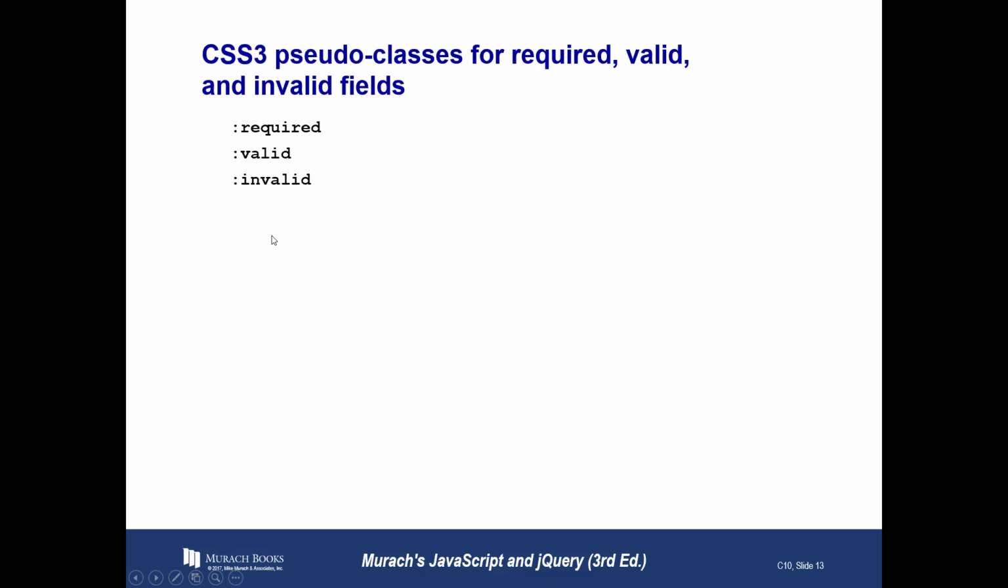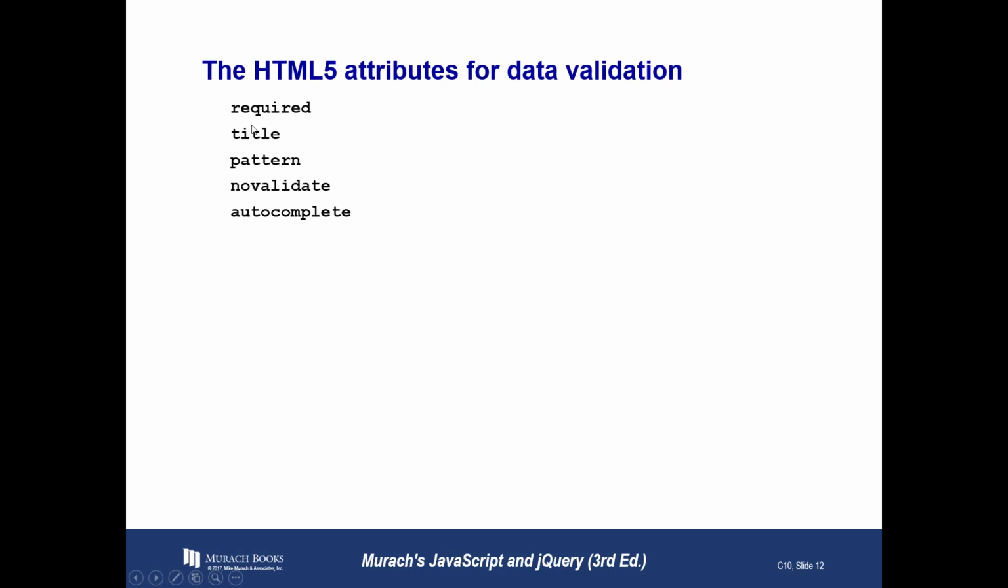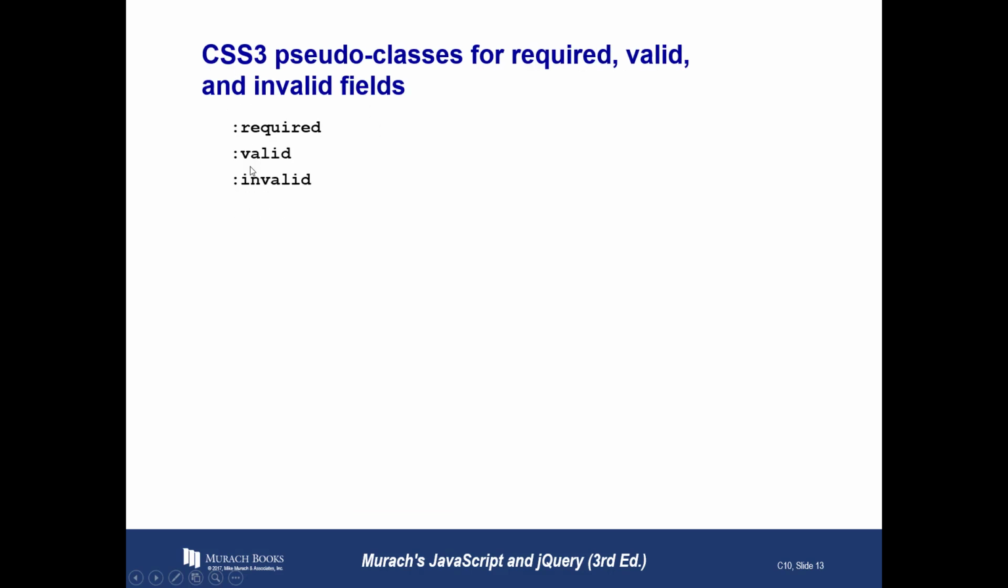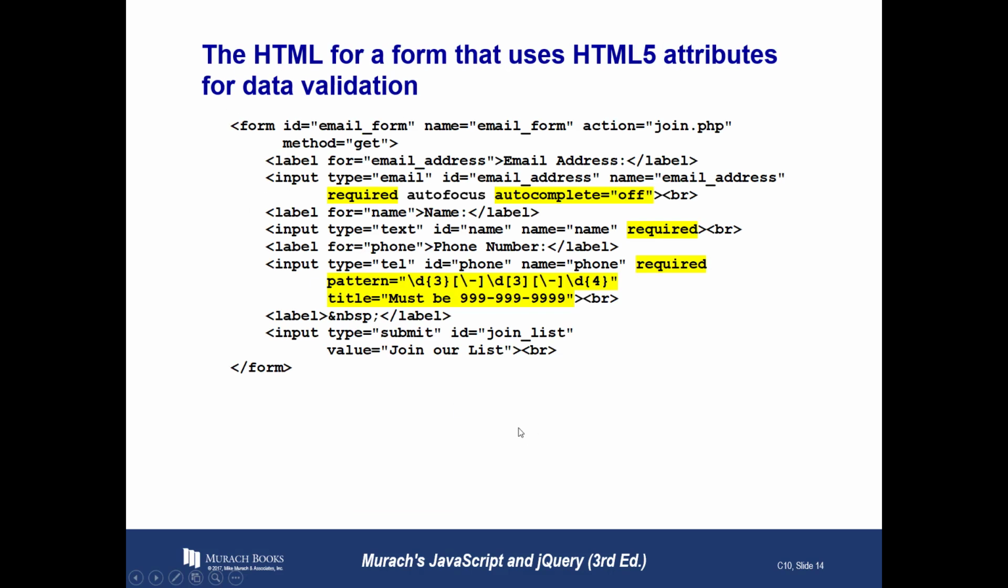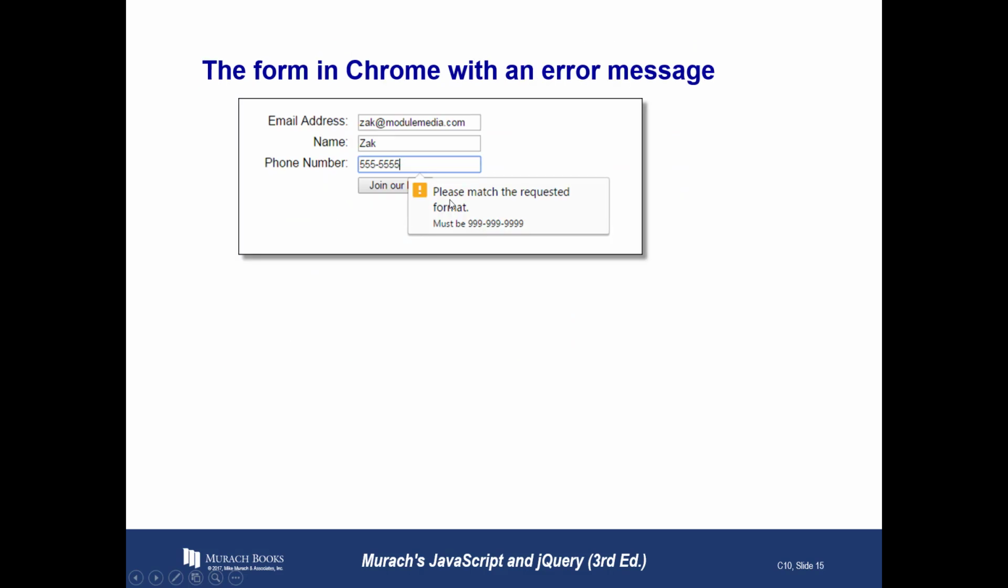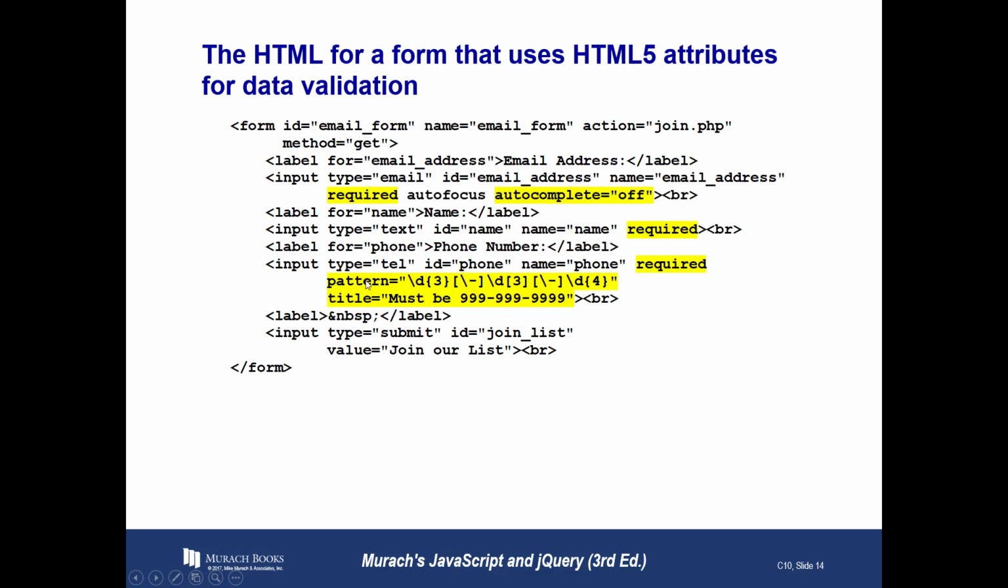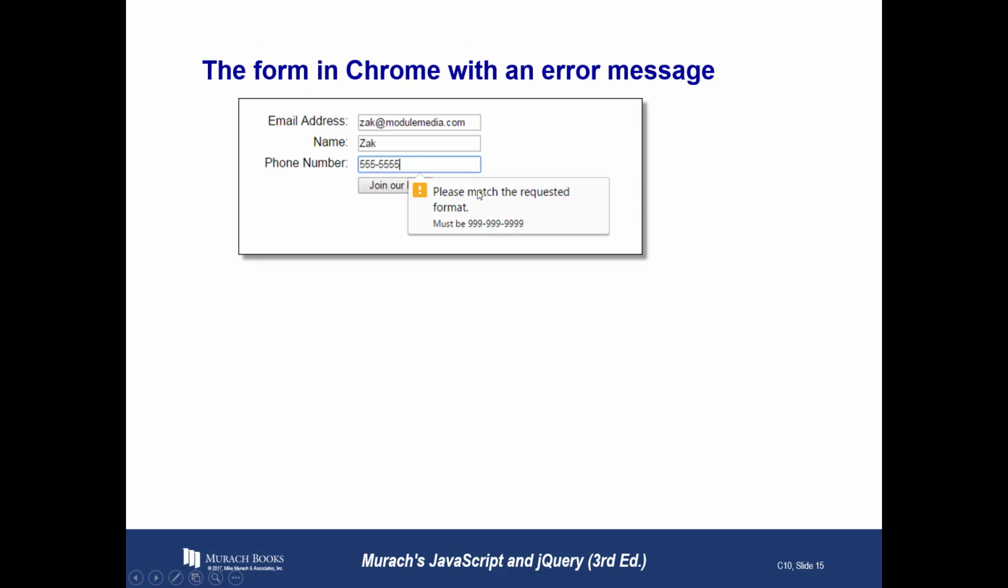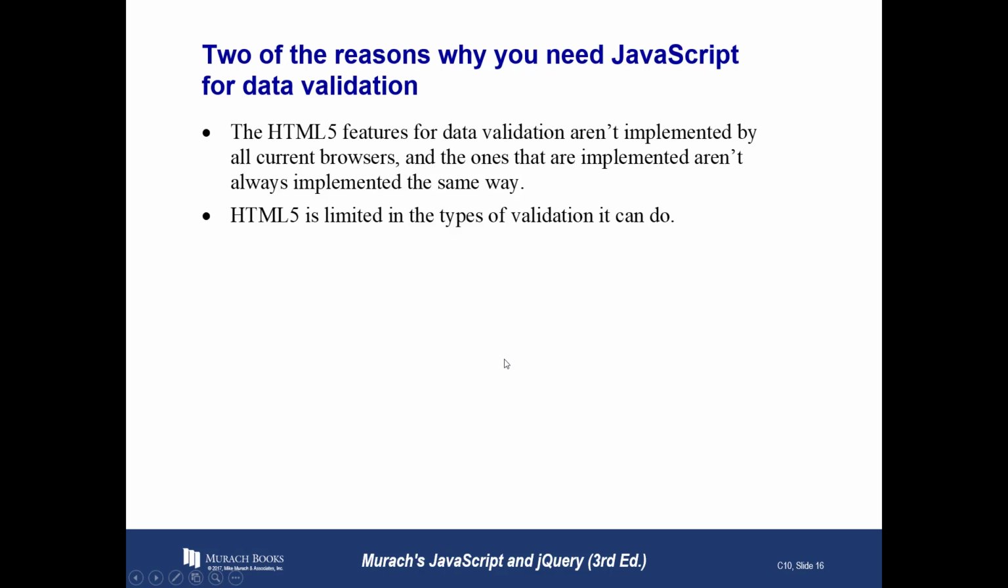There are CSS3 pseudo classes that can be used. Notice there's required, required. All right. There's valid and invalid. All right. Here's an example of required fields. Autocomplete is off, another required field, and a pattern. And there's the title. I guess that's the text that comes back, and you put something. All right. You still get a generic message, and then you can add your own to it.